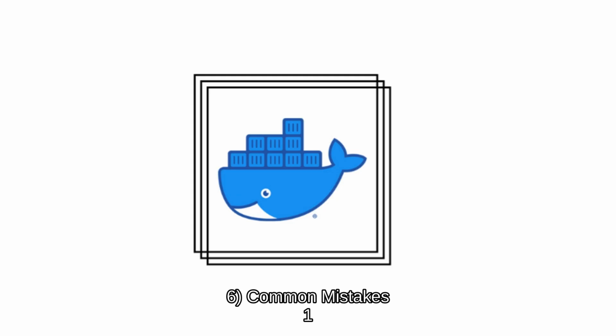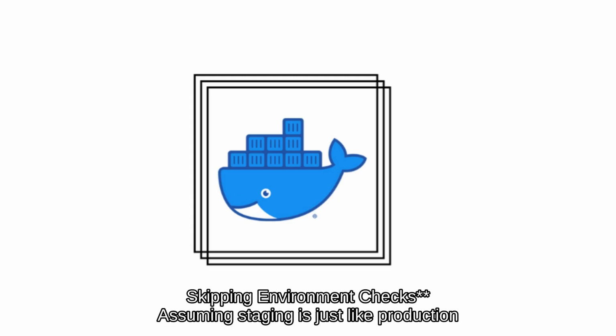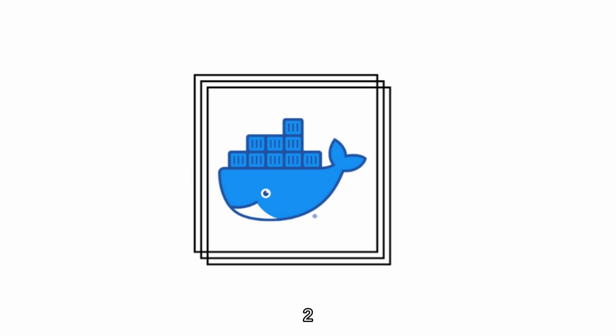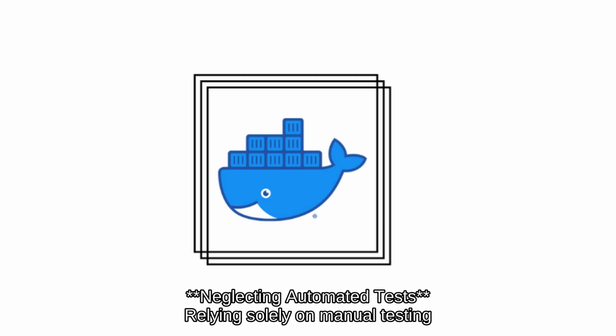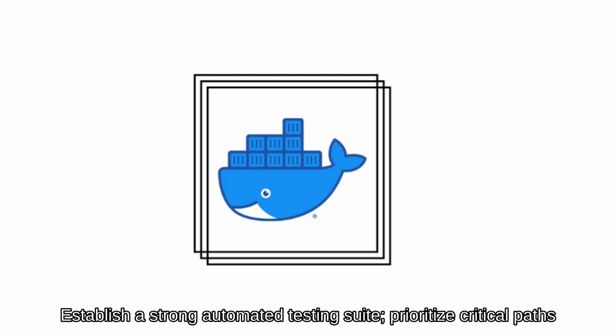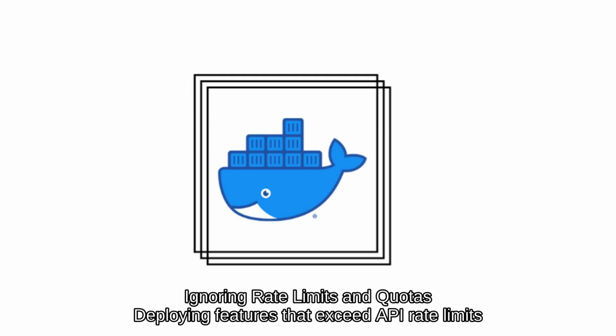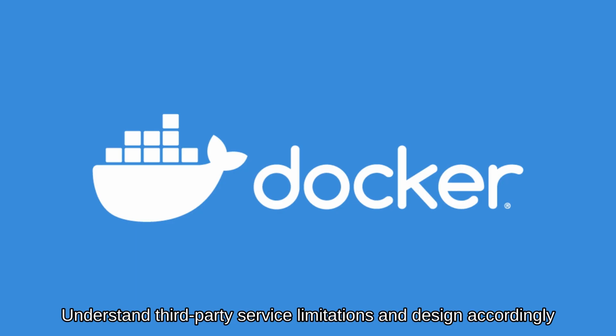Common mistakes. 1. Skipping environment checks. Assuming staging is just like production. Always verify configurations and dependencies in staging. 2. Neglecting automated tests. Relying solely on manual testing. Establish a strong automated testing suite. Prioritize critical paths. 3. Ignoring rate limits and quotas. Deploying features that exceed API rate limits. Understand third-party service limitations and design accordingly.